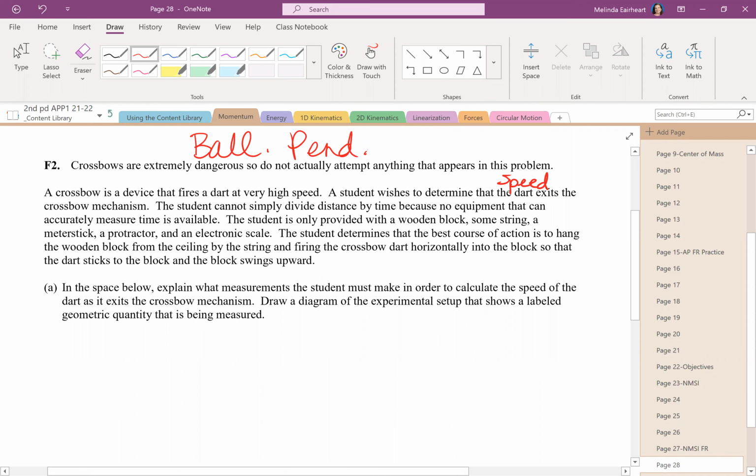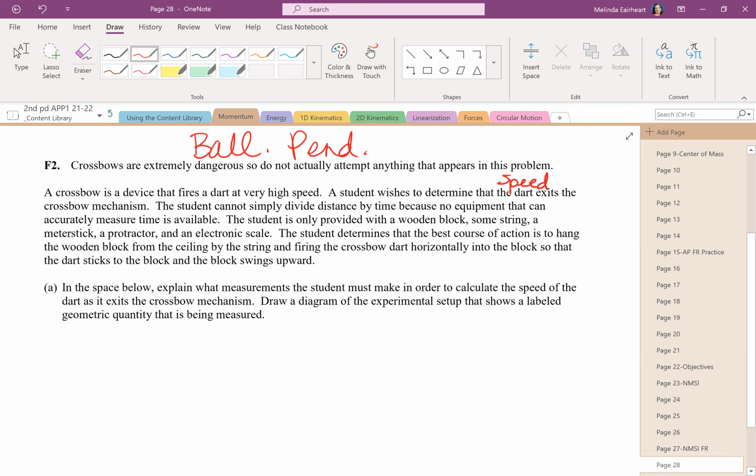The student cannot simply divide the distance by time. So I think speed's a good assumption because no equipment that can accurately measure time is available. This happens quick, right? The student is only provided with a wooden block. So the only equipment: wooden block, some string, a meter stick, a protractor, and an electronic scale. So no timers whatsoever. You cannot measure time. You can calculate time, but you can't measure time. Good? So on these questions, make sure you don't start talking about using a timer. There's not one in the room.